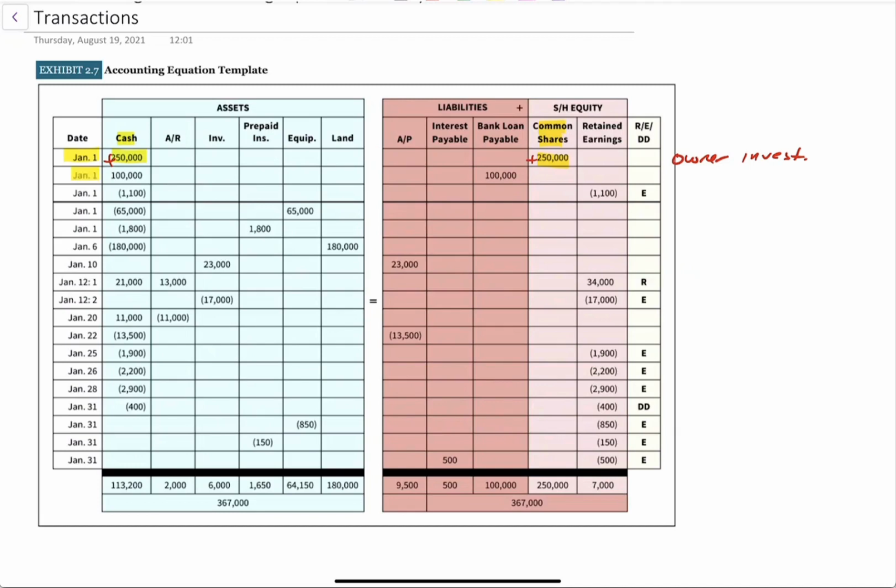Get this next one. January 1st, cash 100,000, bank loan 100,000. What do you think that is? A loan, right? The creditor is loaning you money. This is a bank loan.